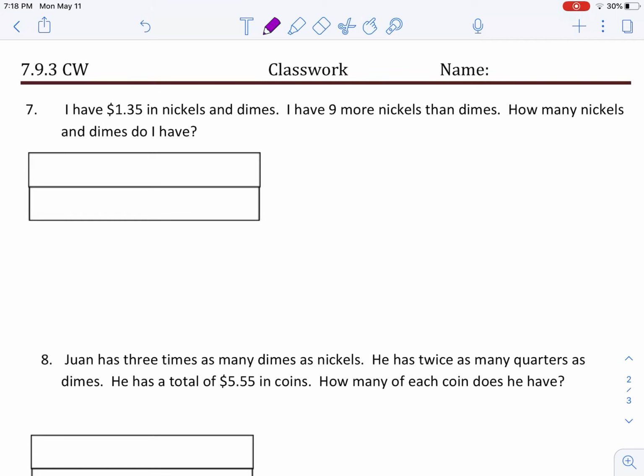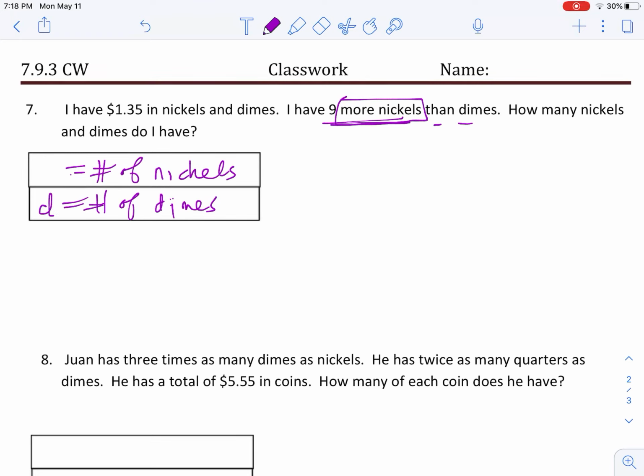So remember, we want to keep the difference between quantity and value. So in my label box, I'm going to represent something as the number or quantity of nickels and the number or quantity of dimes. Now, I have more nickels. It says it right there. I have more nickels than dimes. So the than part, I'm going to make my variable because I'm going to reference that.